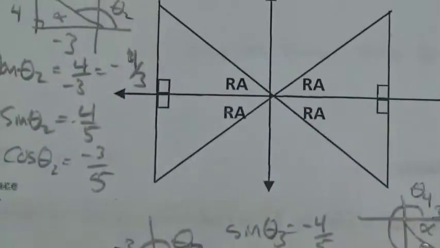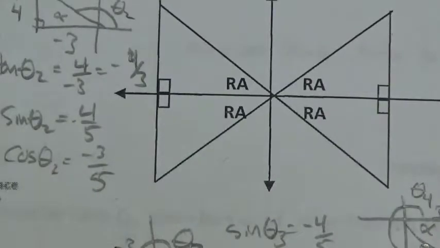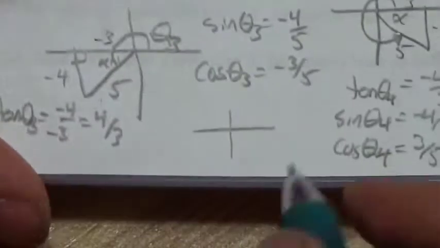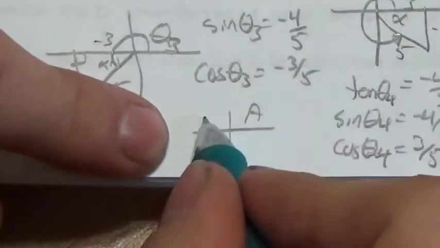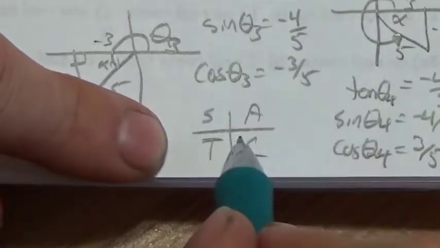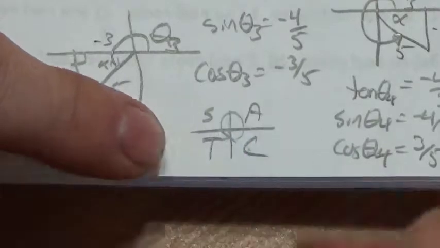So we've got another interesting rule here that we will call the CAST rule later on. The CAST rule tells us where everything's positive. All of them are positive here. Sine is positive here. Tangent's positive here. And cosine's positive here. The CAST rule, C-A-S-T.